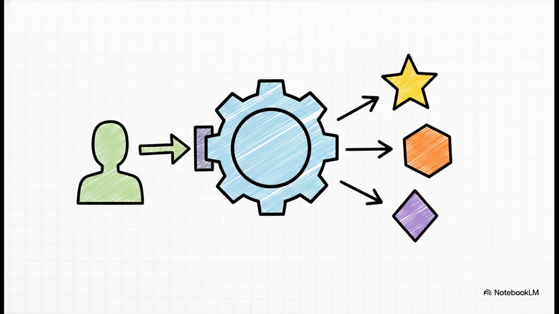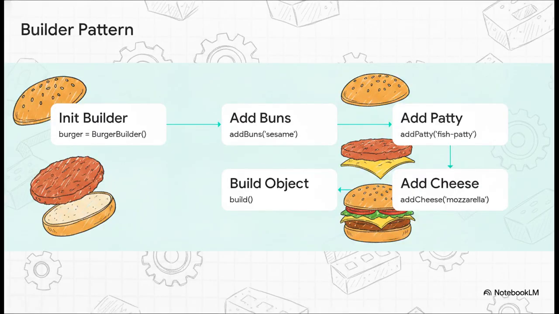centralized in one spot. Then we have the builder pattern, which is an absolute lifesaver when you're dealing with a massive, confusing constructor. Instead of passing 10 random parameters at once, you build it step by step. Like here, we instantiate a burger builder, then we call individual methods to add sesame buns, add a fish patty, add mozzarella cheese, and finally, we just hit build. It gives you ultimate control and keeps your code super readable.